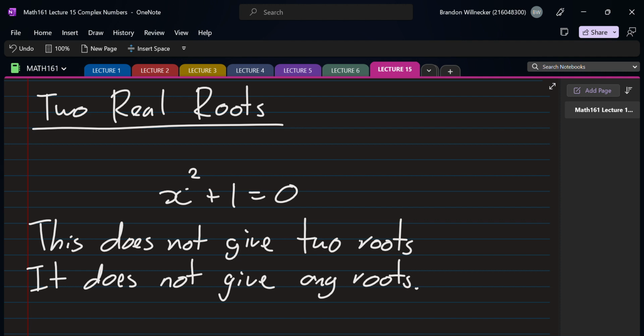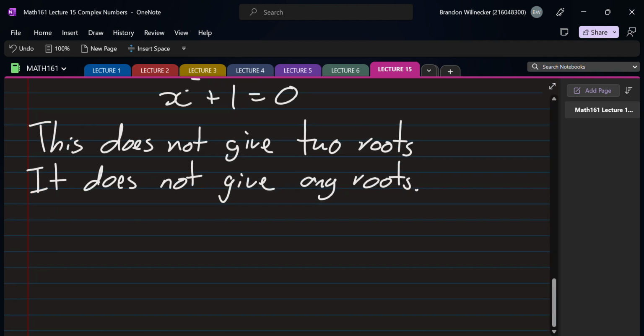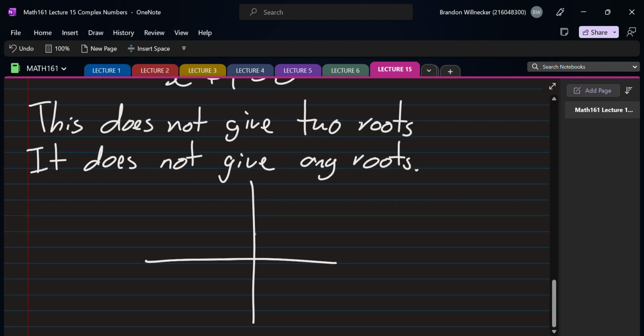You can either try those other two methods, or we could just graph this quickly. We see x squared plus 1 looks like this, something like that, and we see there's no intersection with the x-axis. So no x-intercepts, no roots.